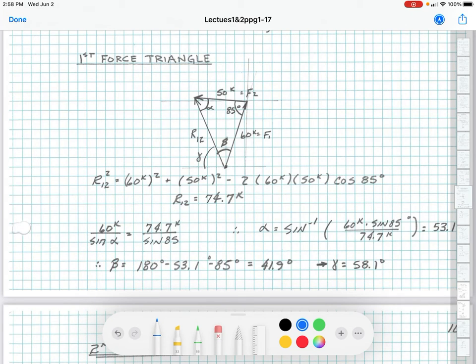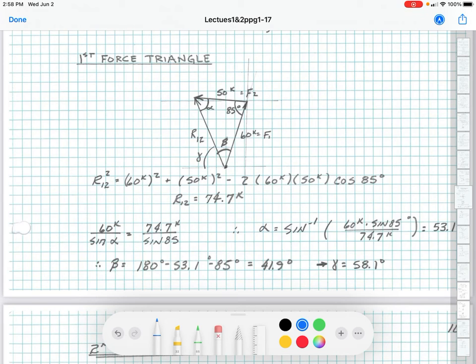And you solve for alpha, and we get that alpha is equal to 53.1 degrees. So in this case, I've called this included angle here beta. So we know that 85 plus alpha, which is 53.1, plus beta is equal to 180. So we solve for beta. Beta, meaning this included angle right here, ends up being 58.1 degrees.